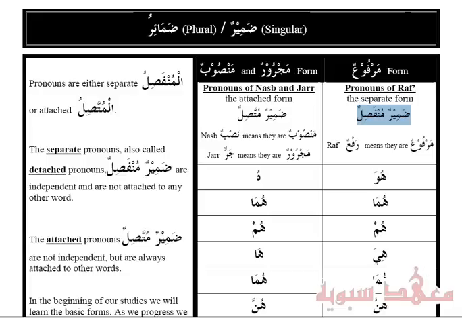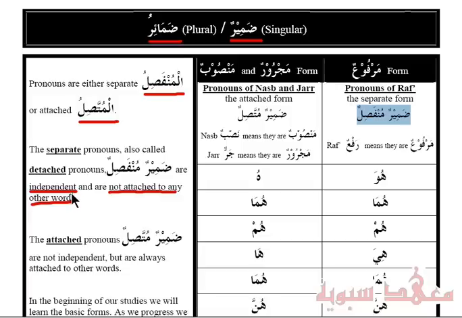Okay, bismillah. So the word for pronoun is ضمير, and the plural of it is ضمائر. Now, let's just read what it says. It says pronouns are either separate, المنفصل, or attached, المتصل. Separate pronouns are called detached pronouns, ضمير منفصل, and are independent and not attached to any other word.